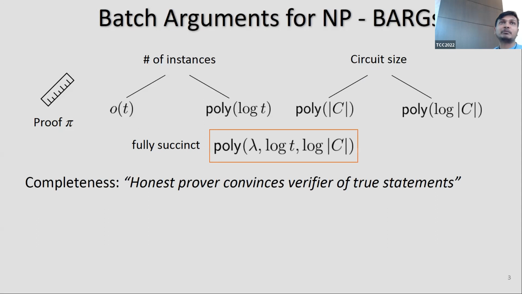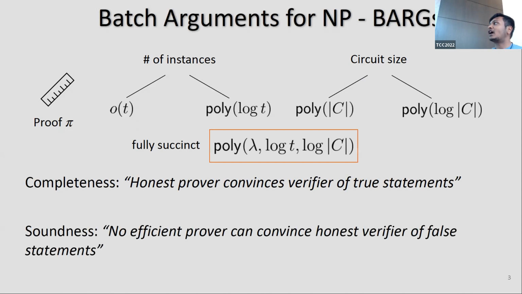We require two properties from such a BARG. We need completeness, which says that an honest prover who knows the witness can convince the verifier of true statements. Soundness says that no efficient prover can convince an honest verifier of false statements.